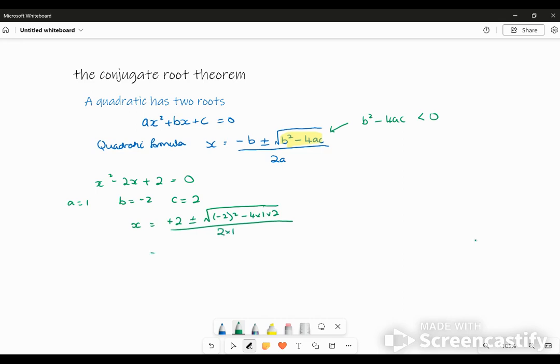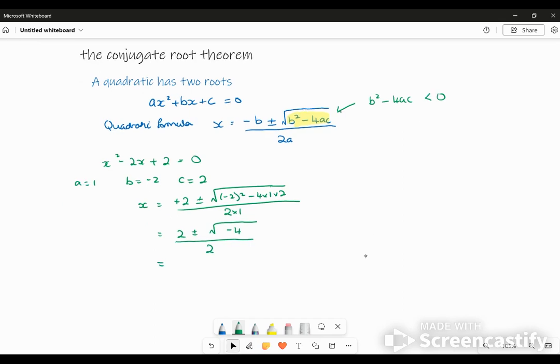times 1. This gives you 2 plus or minus the square root of, and this thing under there gives us 4 minus 8, which gives you minus 4, all over 2. Keep going. That will give you 2 plus or minus the square root of negative 4, which is the same thing as the square root of negative 1 times 4, which is the square root of negative 1 times the square root of 4. That's negative 1 there, which will give you i times 2, or 2i. So this gives you plus or minus 2i over 2, which will end up being 1 plus or minus 1i.